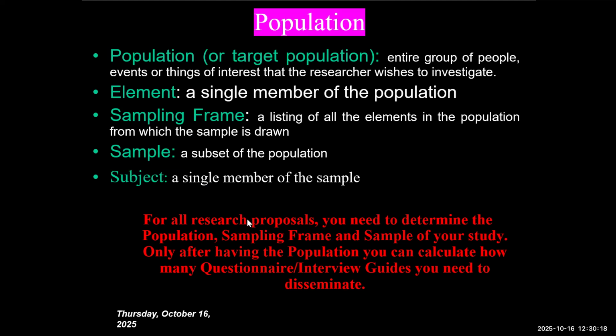Let's say for all research proposals, you need to determine the population, your sampling frame, and the sample of your study. Only after having the population, you can calculate how many questionnaires or interview guides you need to disseminate and so on and so forth. This is one very important thing when it comes to every scientific inquiry or research that we do, especially when it involves primary data. If you forget to understand these ones and do it properly, then you are going to suffer.